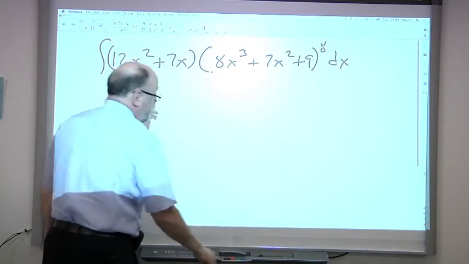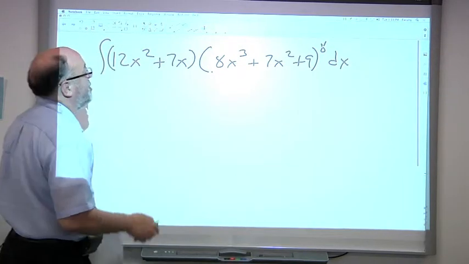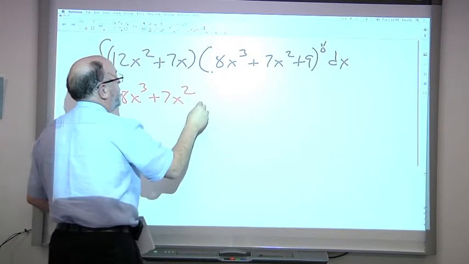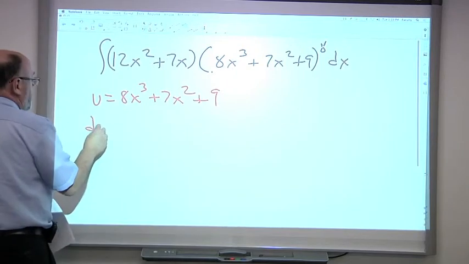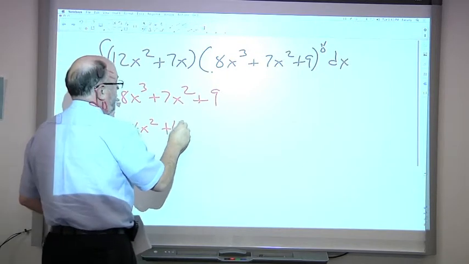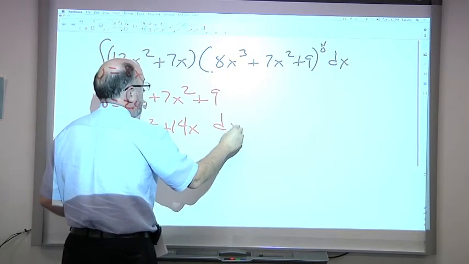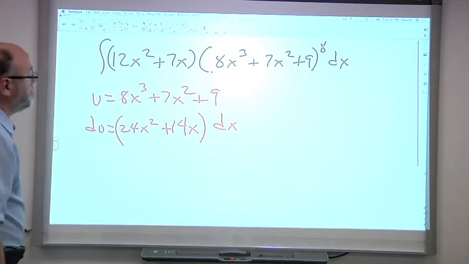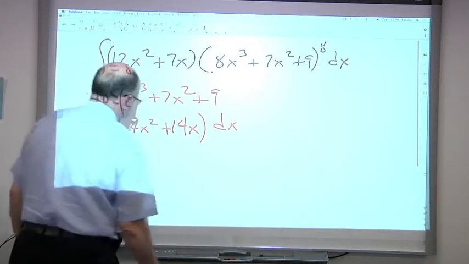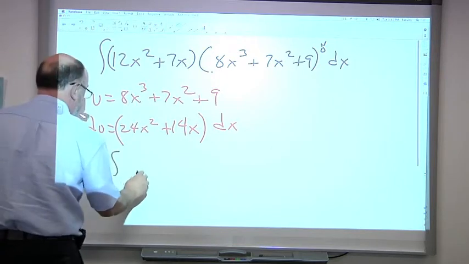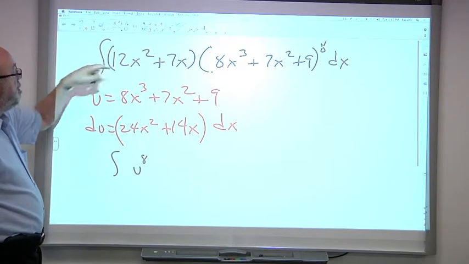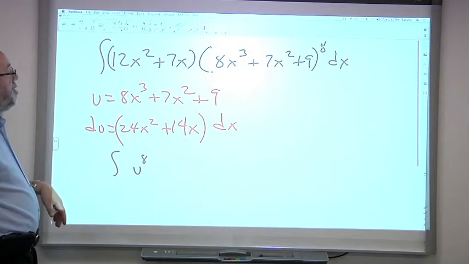And again, we're going to do that by substitution. Again, the u is going to be this thing raised to the power. So u is going to be 8x cubed plus 7x squared plus 9. My derivative of this is going to be 24x squared plus 14x. So now we're going to make our substitution, and so it's going to be u to the 8th power, but now okay, well, what do I have to multiply this by in order to get what I have in my actual question?